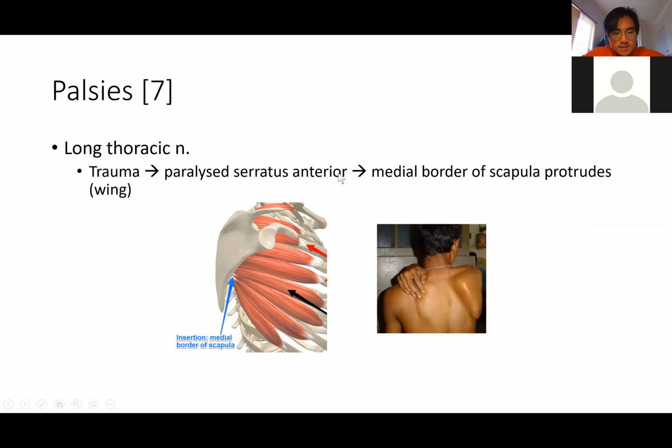Now, outside of the brachial plexus, we have other palsies. Long thoracic nerve. So we know the long thoracic nerve innervates the serratus anterior. Let's think about what the serratus anterior actually does. It comes from the ribs and inserts into the medial border of the scapula. So normally in the human, it'll keep the medial border of the scapula really close to the rib cage, right? So the serratus anterior pulls the medial border of the scapula onto the rib cage. So you can imagine that if the nerve is damaged, the serratus anterior is paralyzed, it can't keep the medial border of the scapula onto the rib cage, so it's going to protrude out.